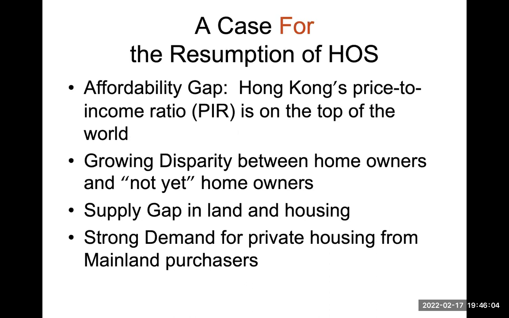We may have quite a lot of cases for the resumption of home ownership schemes. The first one is the affordability gap. Hong Kong's PIR, the price to income ratio, is at the top of the world. There is an increasing, growing disparity between homeowners and not-yet homeowners. And there is the supply gap in land and housing, for example. There is also a strong demand for private housing from mainland purchasers.